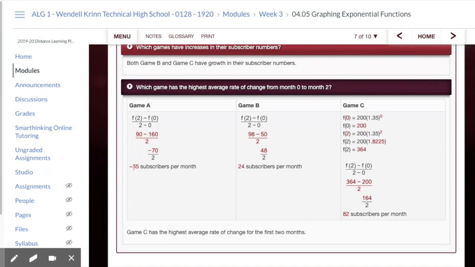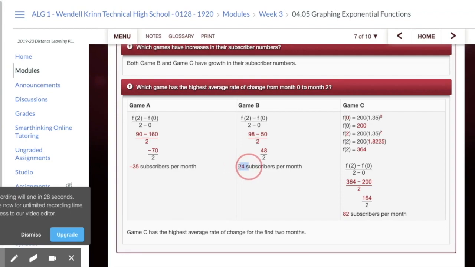So it looks like game A is losing 35 subscribers per month, game B is gaining 24 subscribers per month, and game C, after all the work is done out, we are gaining 82 subscribers per month. So game C has the highest average rate of change.